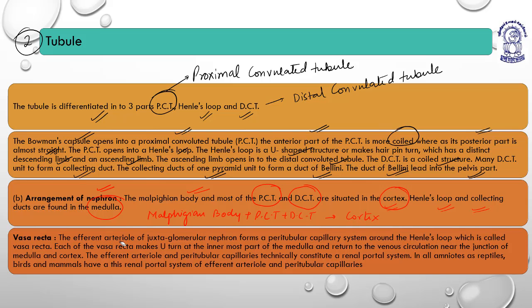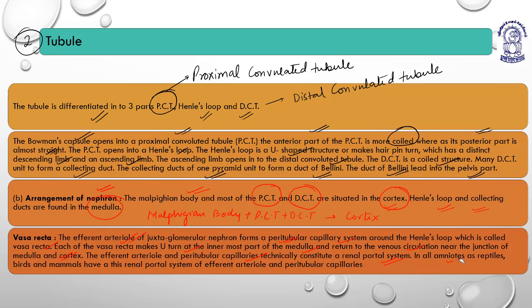Vasa recta. The efferent arteriole of the juxtaglomerular nephrons forms a peritubular capillary system around the loop of Henle, which is called vasa recta. Each of the vasa recta makes a U-turn at the innermost part of the medulla and returns to the venous circulation near the junction of medulla and cortex. The efferent arteriole and peritubular capillaries technically constitute a renal portal system.